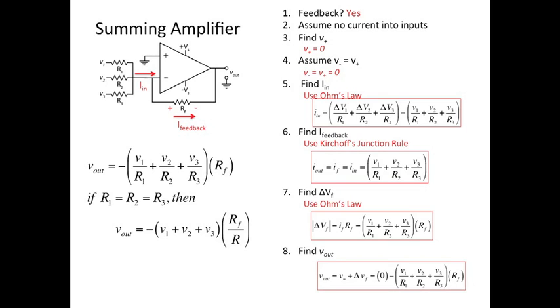So this might be useful if you want to make a complicated sine wave, one with 2 different frequencies. You could put in one at 100 hertz, one at 200 hertz, and this is a way that you could add those signals together.